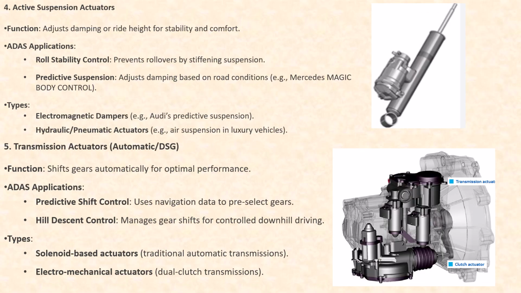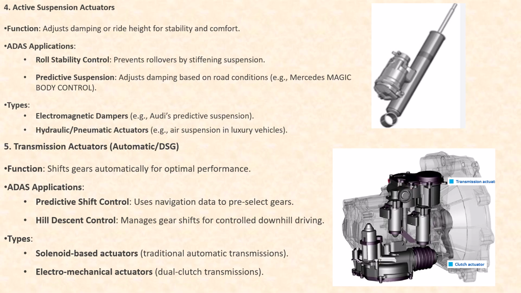Next is active suspension actuators. Now this may come to you as a slight surprise, because from where does suspension come into the picture when it comes to ADAS? You may think that, but I will explain in which functionality this comes into the picture. It adjusts the damping or ride height for stability and comfort. In ADAS applications, roll stability control prevents rollovers by stiffening the suspension, and predictive suspension adjusts the damping based on the road conditions.